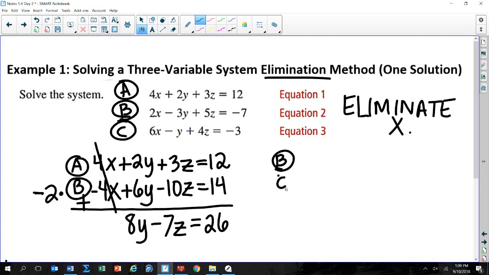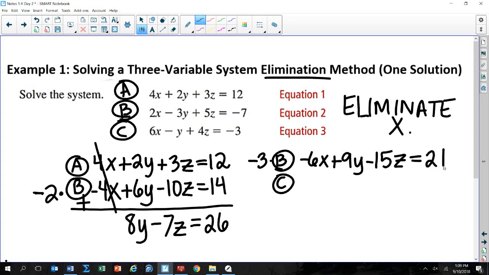What would I have to do to B and C in order for x to go away? Yeah, multiply B by negative 3, right? Because then we have a positive 6x and a negative 6x. So I'm going to multiply all of B by negative 3. 2x times negative 3 is negative 6x. Negative 3y times negative 3 would be positive 9y. 5z times negative 3 would be negative 15z, and then negative 7 times negative 3 would be a positive 21. Okay. C we're keeping the exact same.